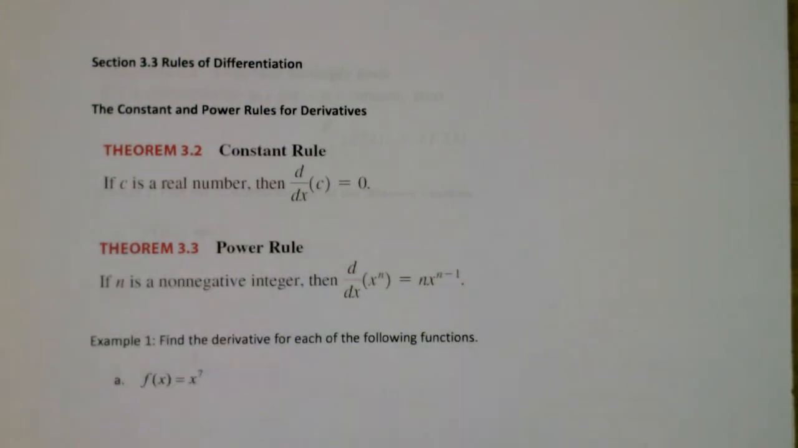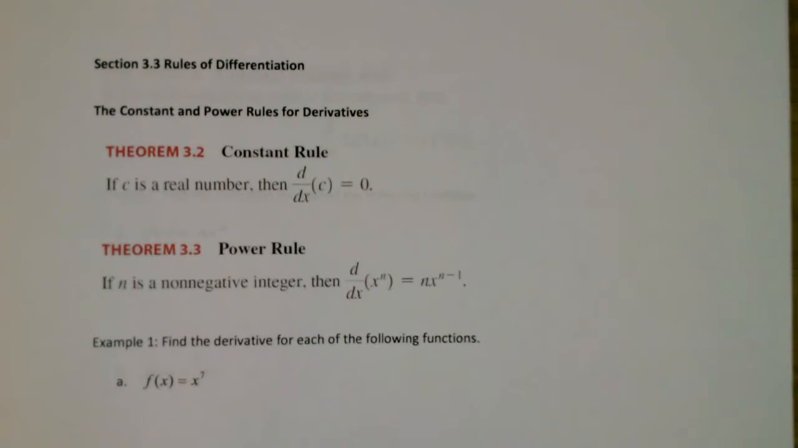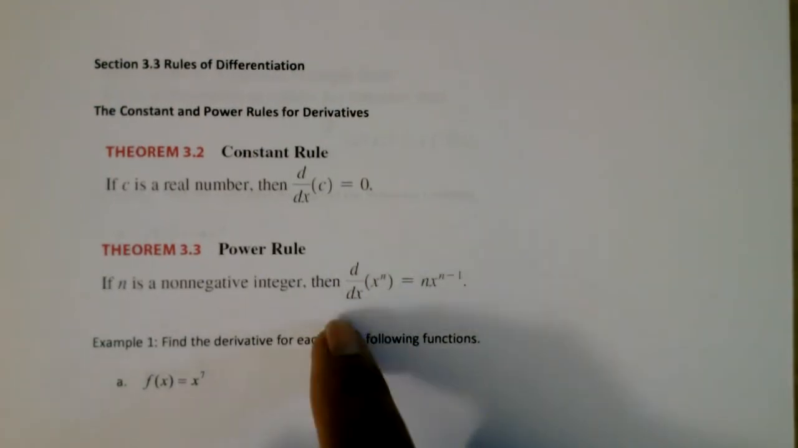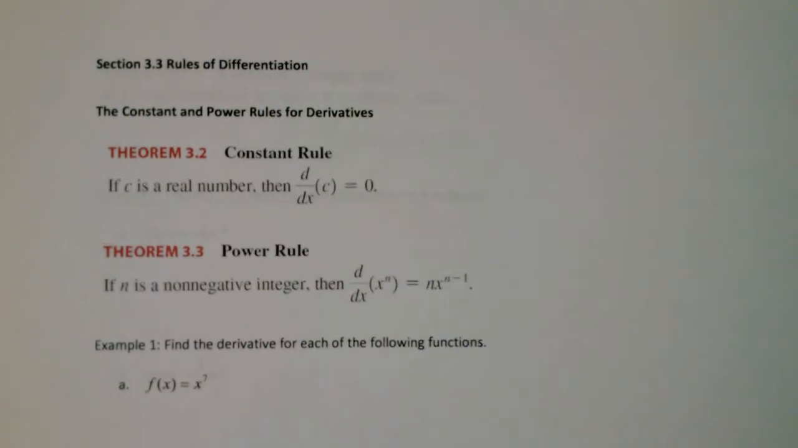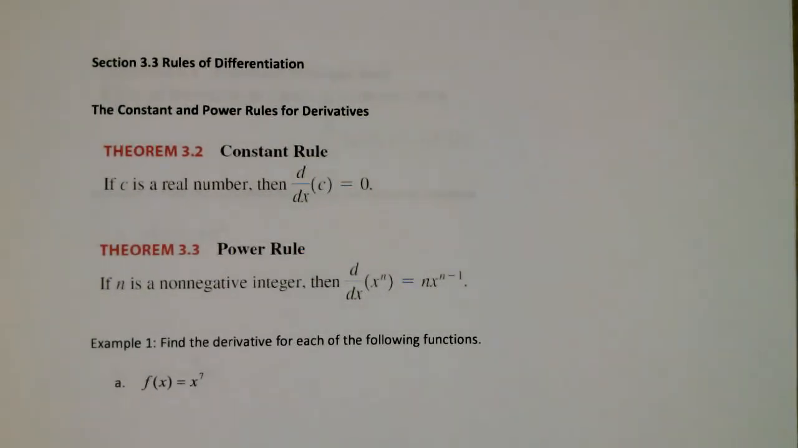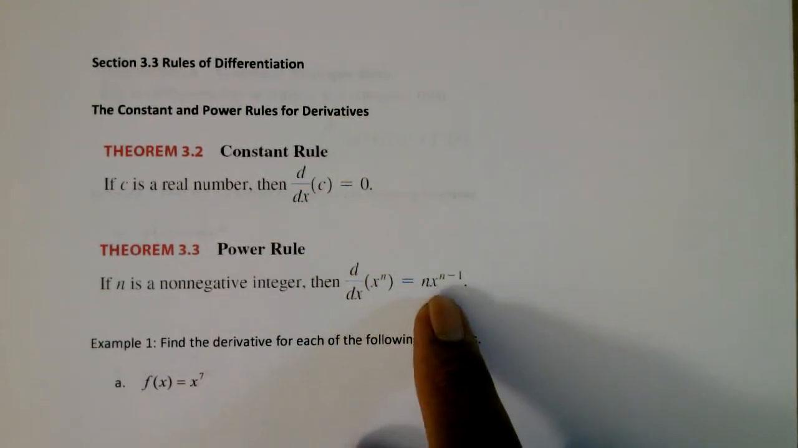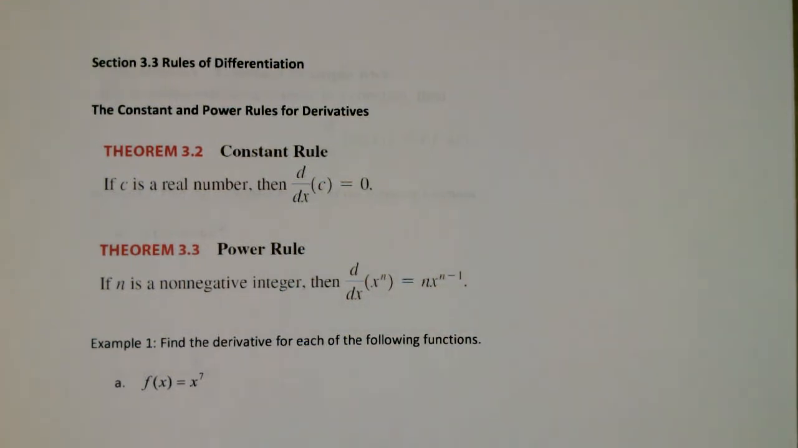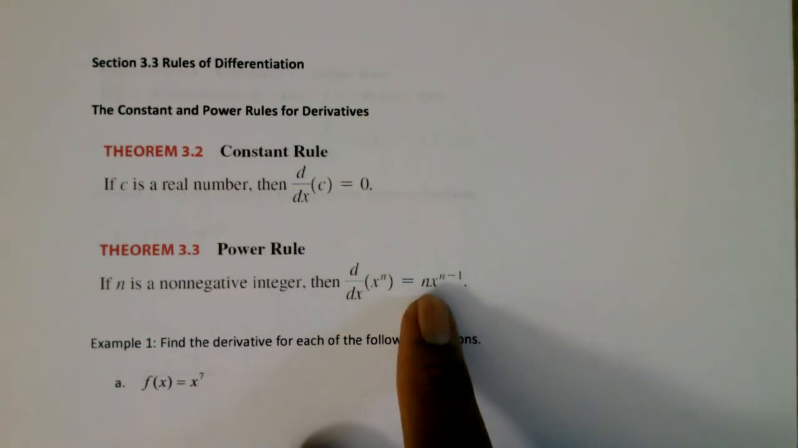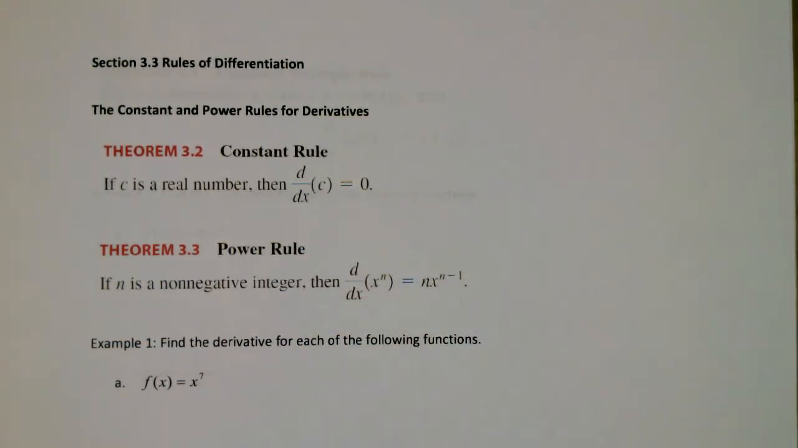Now for the power rule, which is theorem 3.3, it says here, if n is a non-negative number, that means your exponent n, then we can take the derivative with respect to x of x to the power of n. And the way we do that is this. We bring the power down in front of the variable, copy that variable over, and it's going to be raised to the 1 less power. That's where the n minus 1 is at. Again, bring the power down, copy over the variable, and it's going to be to the 1 less power.